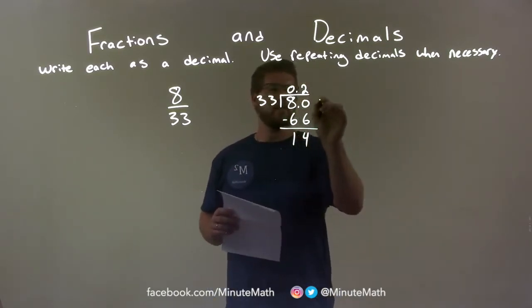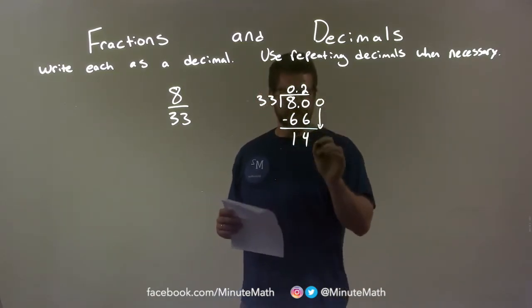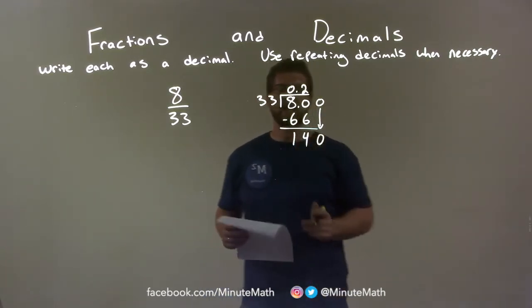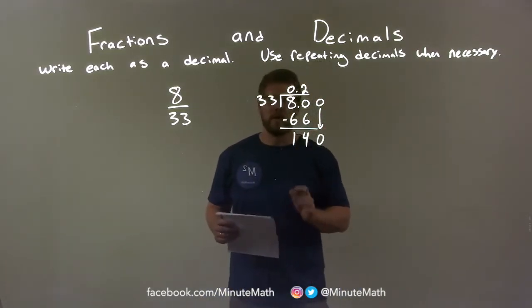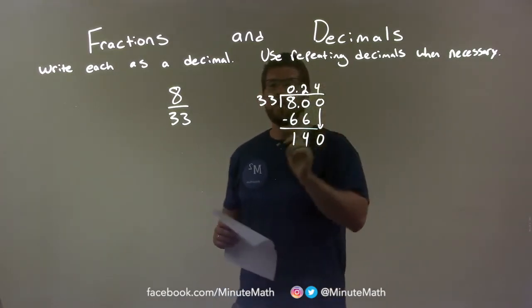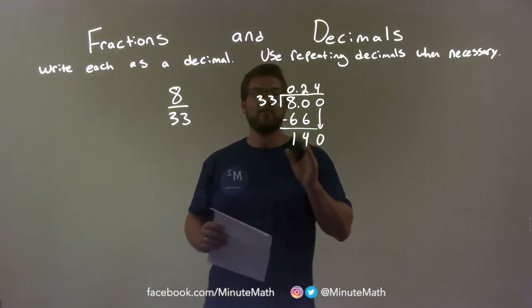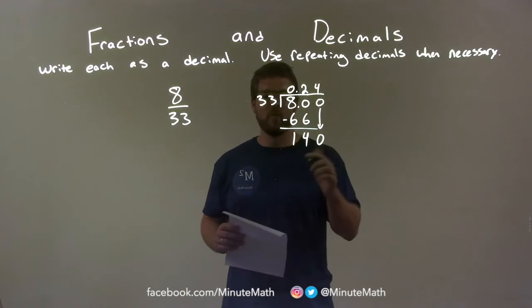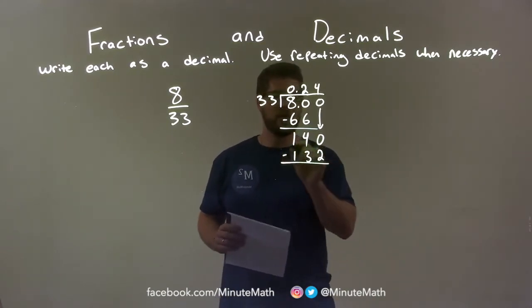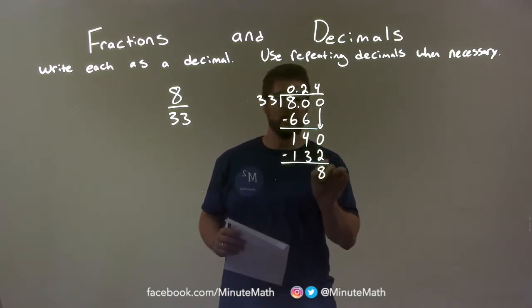So we have to add another 0, okay? Because 33 can't go into 14, right? Because if it did, we messed up there. We had a 0 right there. So 33 into 140, okay? Now this one's going to be 4 times, okay? 4 times 33, okay? 4 times 30 is 120, and 4 times 3 is 12, so we have 132 here, okay? We subtract that, and 140 minus 132, well, that's just 8, okay?